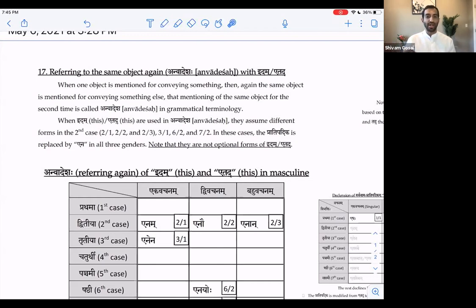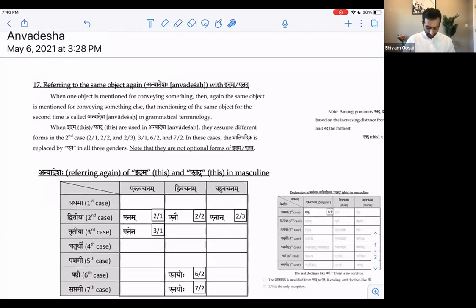Okay, so using that idam or etad for a second time, and it's not only 2 times, it can be multiple times. Then that's what we're calling Anvadesha. When I use idam or etad multiple times to refer to the same object, then they're going to take different forms. So you'll see these forms here.